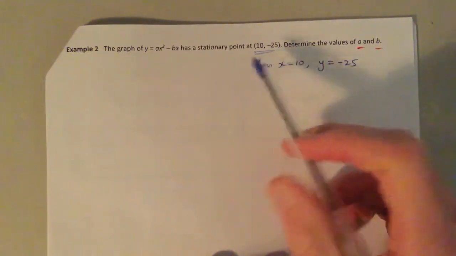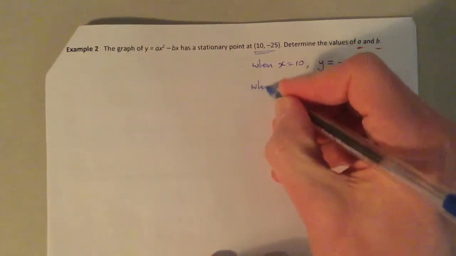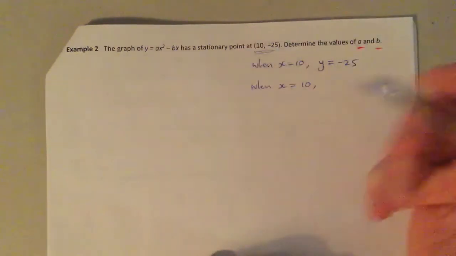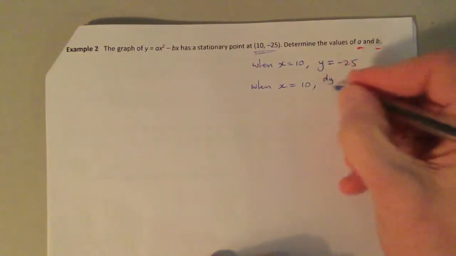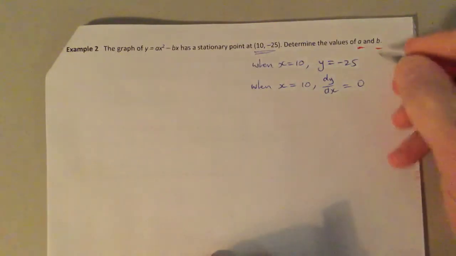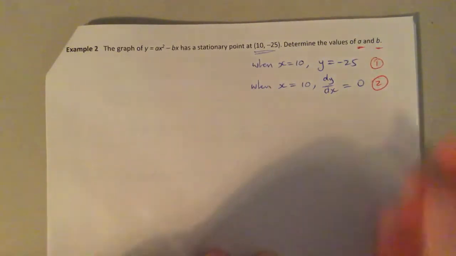Second bit of information is that we know that this point here is actually a stationary point, which means that when x equals 10, the gradient, the derivative, which is dy dx, is equal to 0. And so from those two pieces of information, we should be able to generate two different equations that can help us solve for a and b. So let's start with the first one.